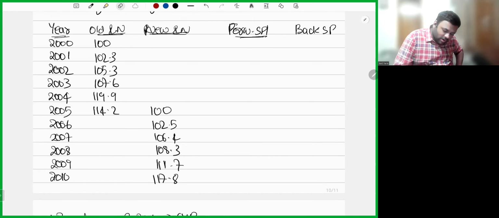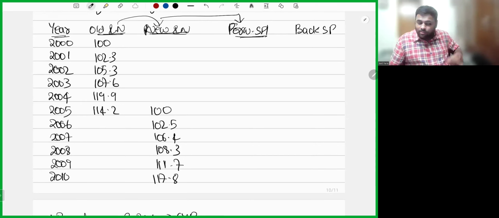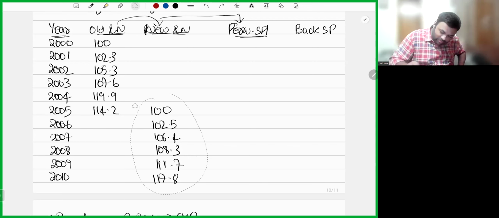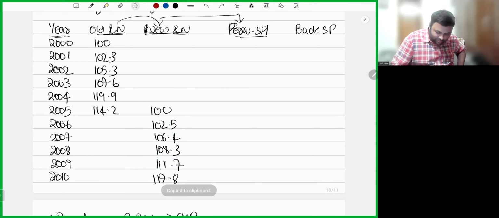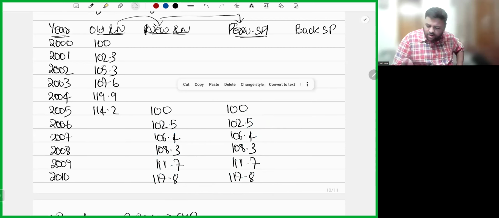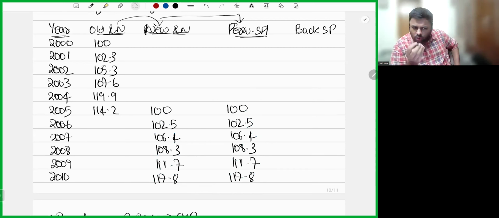Now, what is a forward splicing? Old is coming and joining with new. Forward splicing. When old is coming and joining with new, who will change their place? Old will change their place. When old changes, new is here itself. Old is coming and joining with new. New is there itself and will remain same, my dear friends. What will change? Old will change.